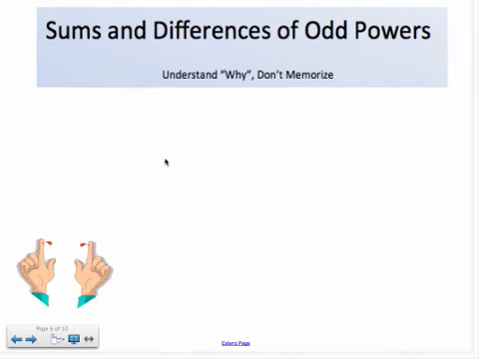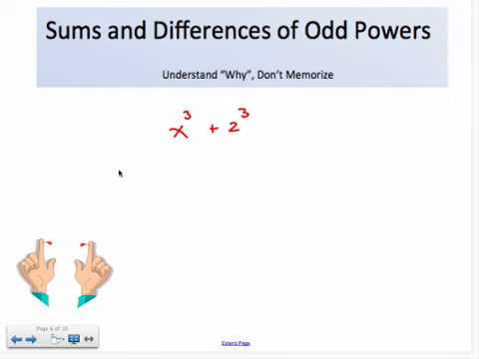Okay, sums and differences of odd powers also always factor. And there are formulas in the book, but I'd rather you not memorize the formulas. I'd rather you understand where they come from. So I'm going to take a little time and explain that here. Let's start with a sum of two numbers being cubed. Let's do x cubed plus 2 cubed.